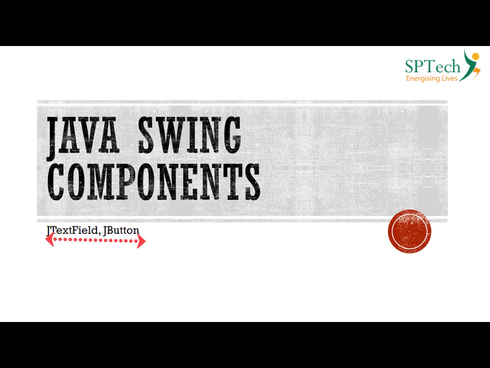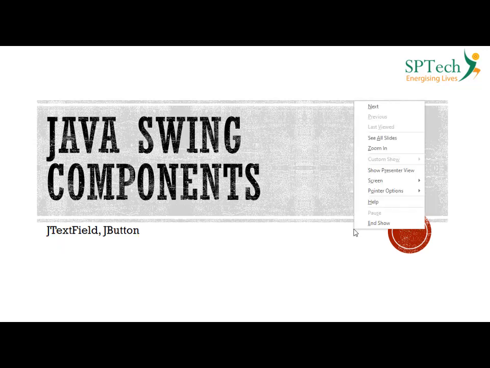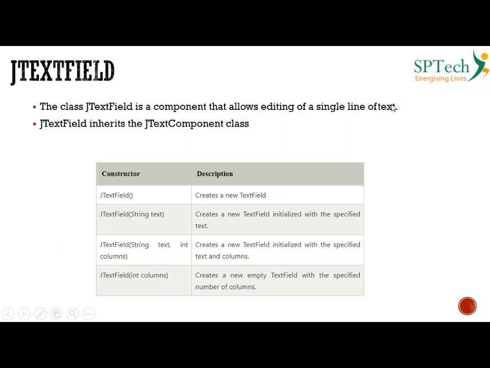So remember, in the previous session we spoke about labels. We saw how to design a label and how to insert the label into the frame. Now in today's class we'll talk about the text field component. So what is a text field component? The component basically helps you to add data into the text field. We know that the text field component helps you to edit a single line of text.